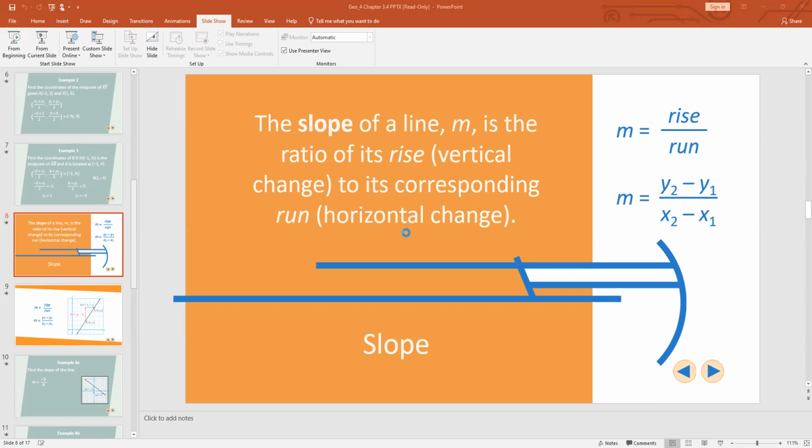So your rise is the vertical change. So it's the change in your Y axis. And the run is your horizontal change, left and right. So that's the change in your X axis. M equals rise over run. Here's another example. It is the second Y coordinate minus the first Y coordinate over the second X coordinate minus the first X coordinate. Rise over run. So remember, rise and run, that's just the difference between the 2 points.